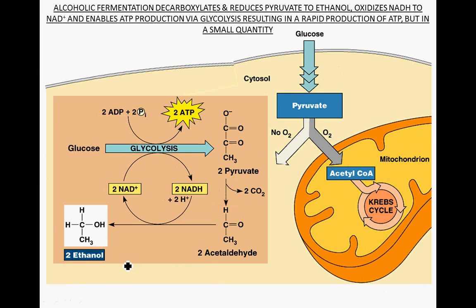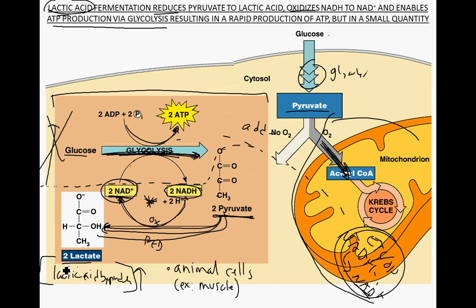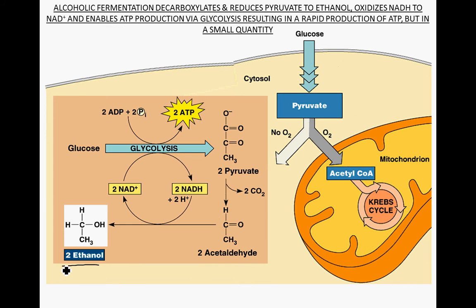The other fermentation pathway here is ethanol or alcoholic fermentation. Notice that this is very similar to the other one, right? So let me just flip back to the other. There's lactic acid, there's ethanol, or alcoholic fermentation. There's an extra step right here where the pyruvate is first going to be decarboxylated.